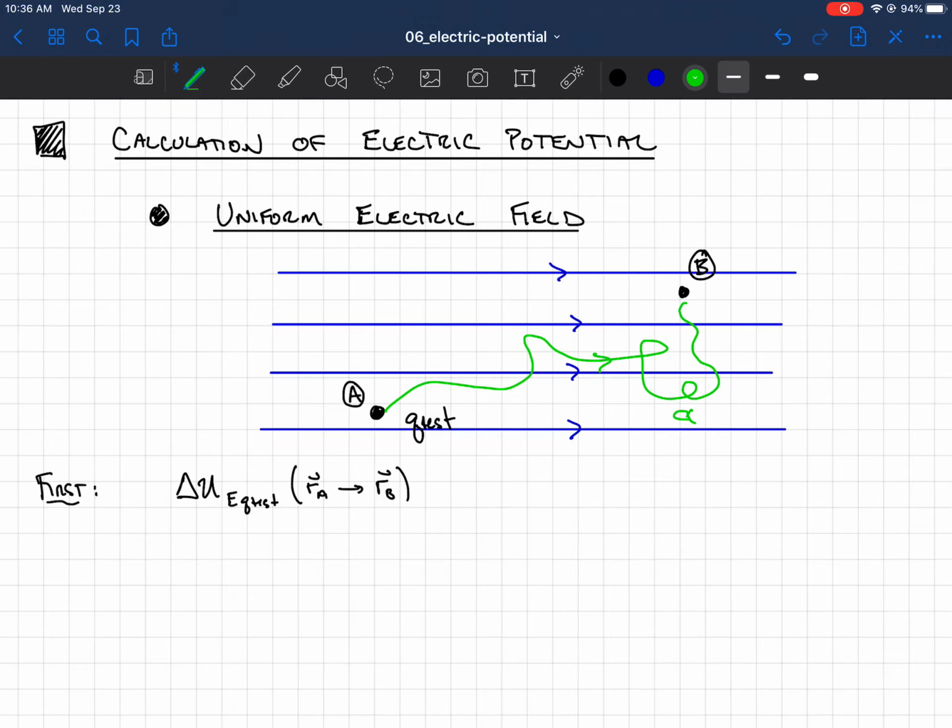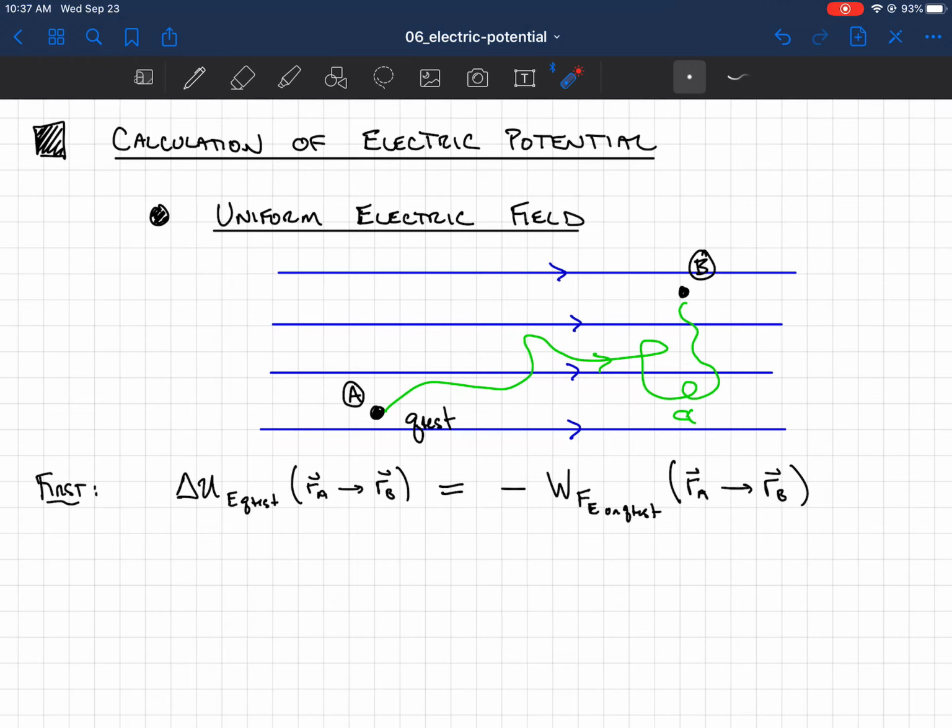But it'll turn out that it's easier to make a calculation if I choose a very specific path to calculate that potential energy difference. So let's write down the equations first. First we'll calculate the potential energy difference, and then we'll use the equation for the electric potential to find that. So the potential energy difference, remember, is just minus the work done by the force of the electric field on Q test from point A to point B.